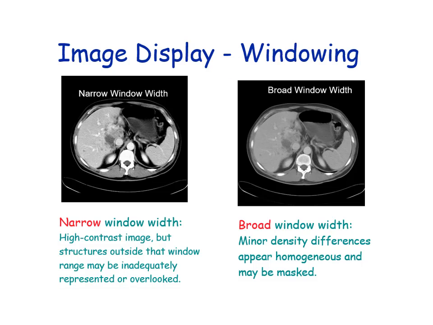Narrow window width: high contrast image, but structures outside that window range may be inadequately represented or overlooked. Broad window width: minor density differences appear homogeneous and may be masked.